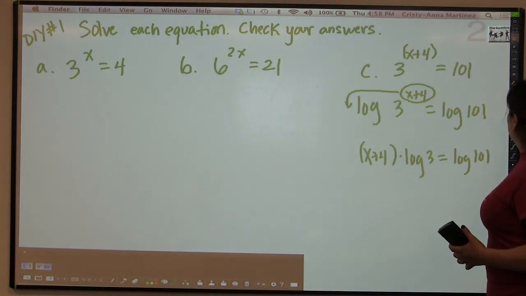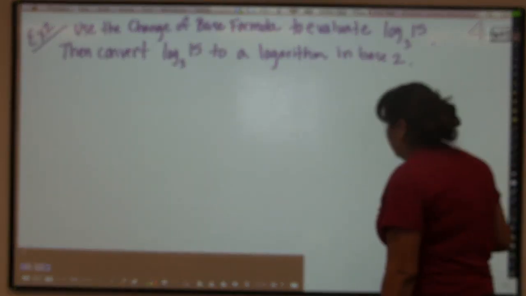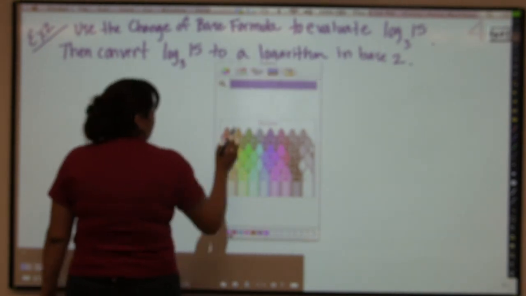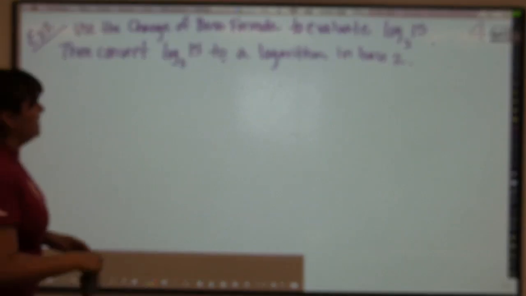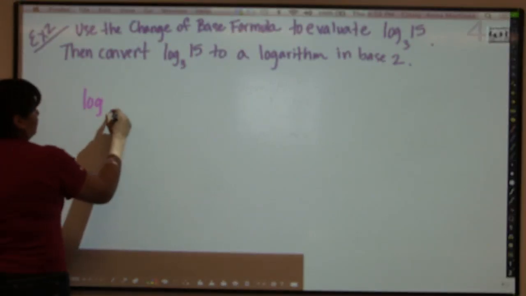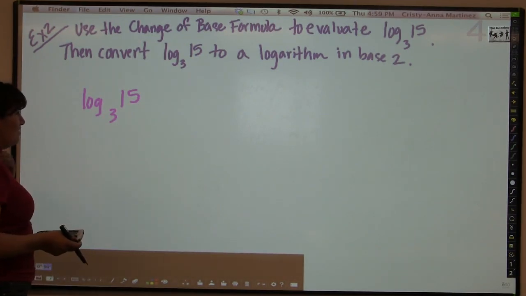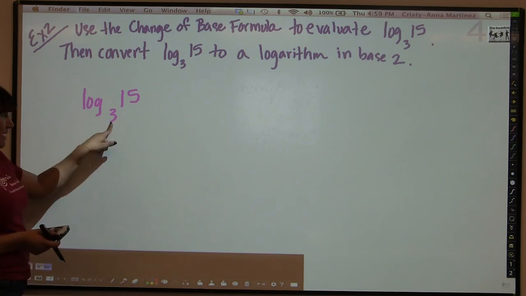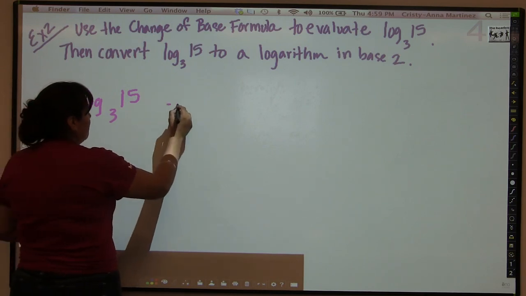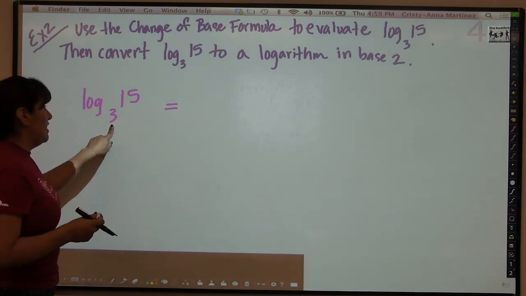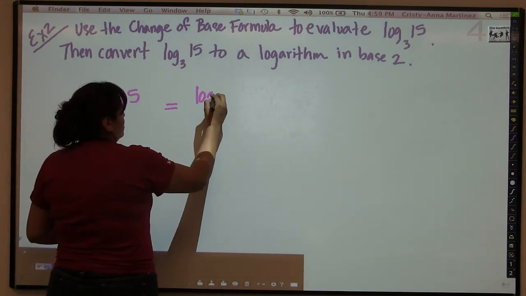Now that we know the change of base formula, we're going to solve a couple of these problems, and you can see how it works out. It wants us to use the change of base formula to evaluate log base 3 of 15. So here's log base 3 of 15. To evaluate it, I actually have to find an answer. I can't find an answer with base 3 because, again, I can't plug that into my calculator. But I can change it to base 10. So my old base would be 3, and my new base would be 10. And the formula is basically a ratio of 2 logs.